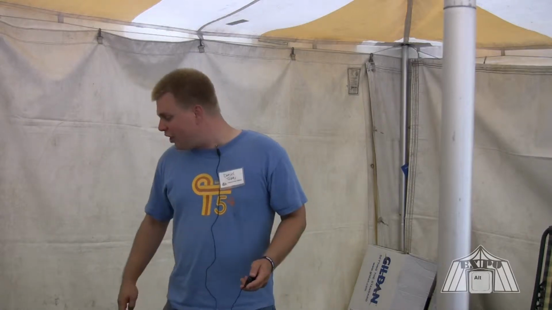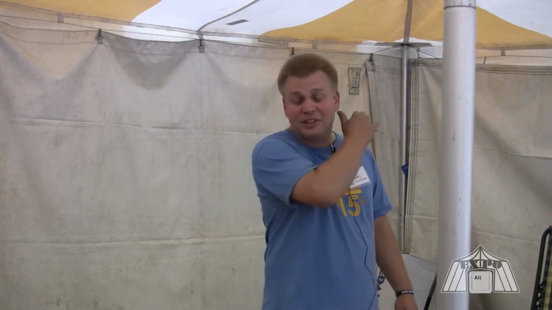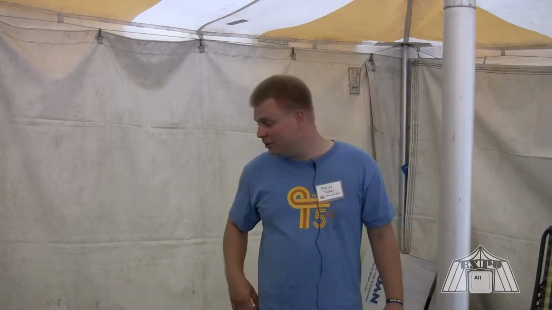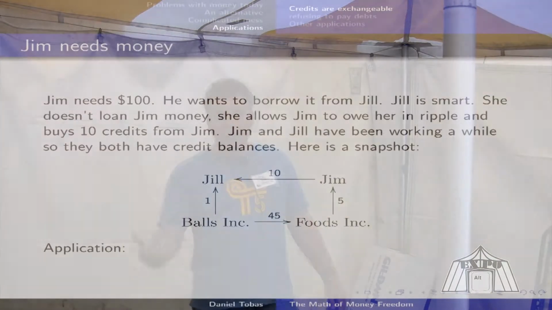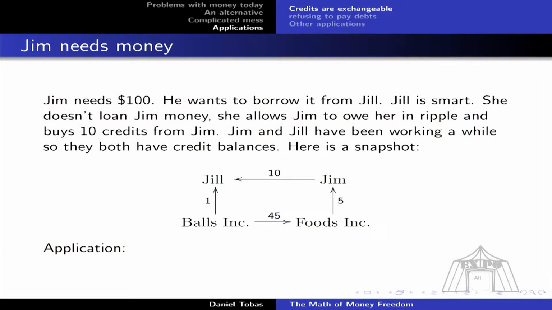All right. So Jill is smart because, remember, Jim and Jill are dating. Jim approaches Jill and says, "Hey, I need $100, okay?" And well, Jill could let Jim borrow that $100, but she does something which I consider to be more intelligent. She doesn't loan the money; she sells the money in exchange for 10 credits.